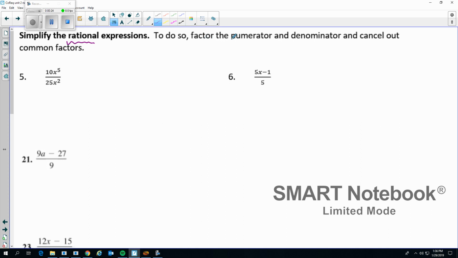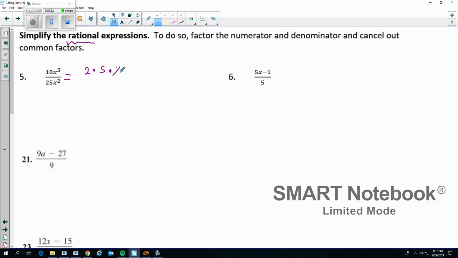Expressions. To do so, what we want to do is factor the numerator and denominator and then cancel out any common factors that we find. This first one's pretty basic, and you've done problems like this before, so we're just going to refresh ourselves a little bit. 10 can factor into 2 times 5, and I have x to the fifth on top and x squared on bottom. I'm sure y'all know how to simplify that, but I'm going to do this a different way.